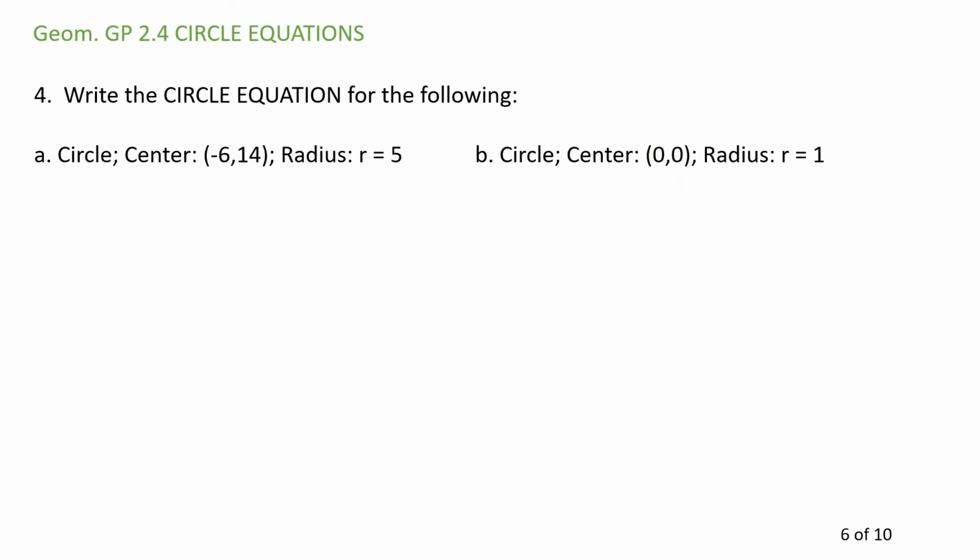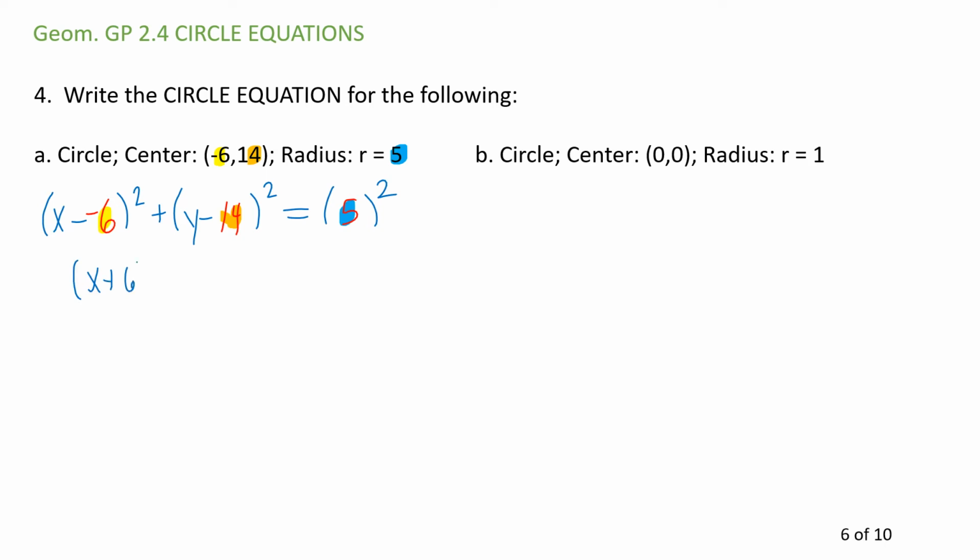Write the equation of a circle. It's x minus something squared plus y minus something squared equals something squared. Plug in your x, plug in your y, plug in your something. x minus a negative 6, y minus 14, 5 squared. That's your answer. I want to clean it up.